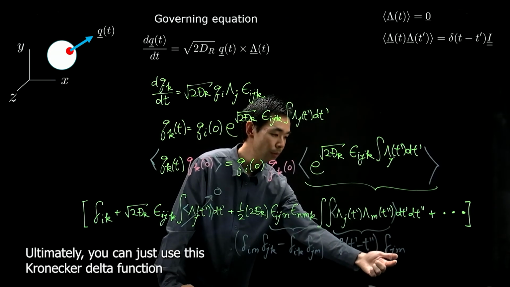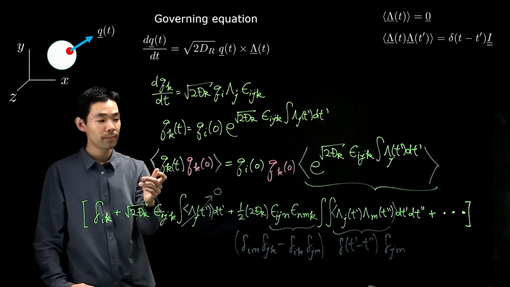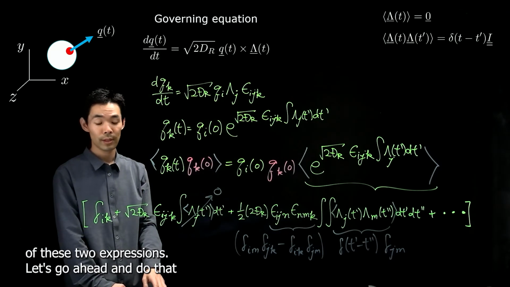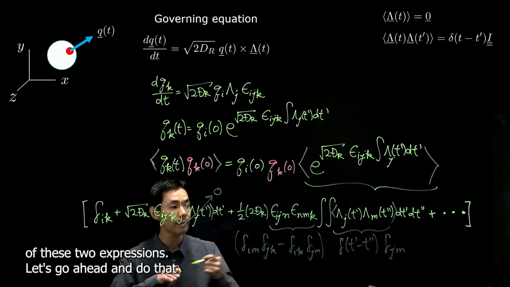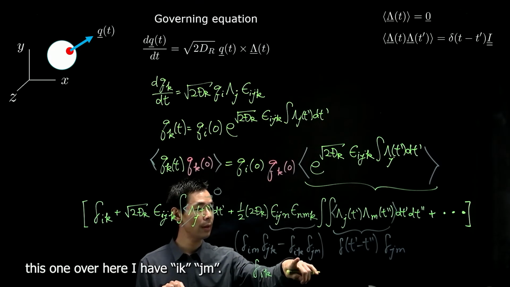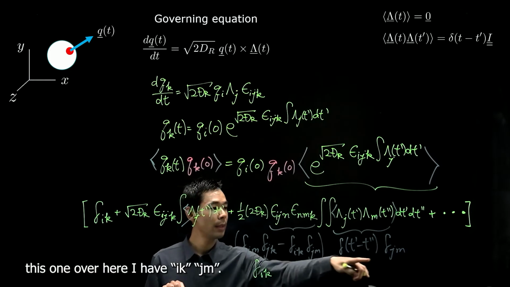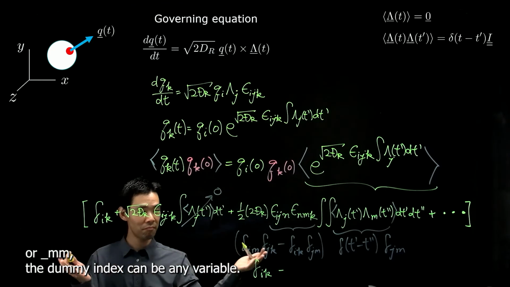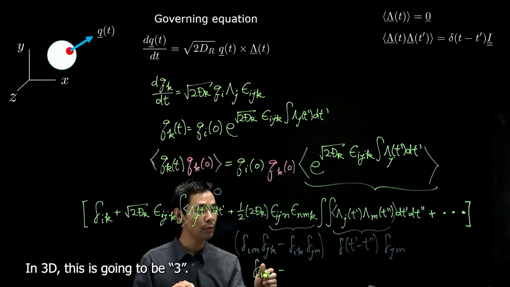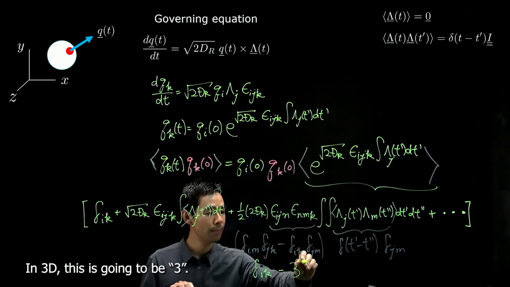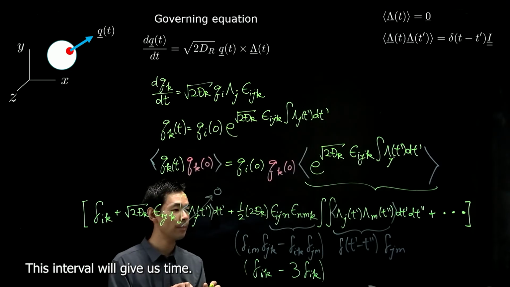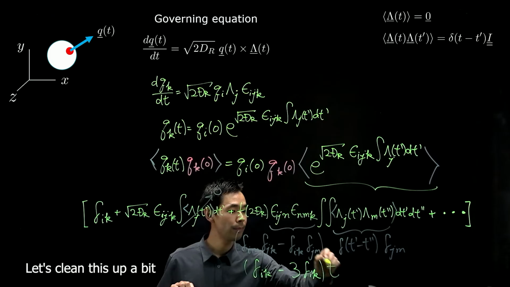And then ultimately, you can just use this Kronecker delta function that swaps any repeated index with the other one to simplify the product of these two expressions. So let's go ahead and do that. And secondly, this one over here, I have delta ik delta jm. This jm will replace this one, so I'll have delta jj or mm. The dummy index can be any variable. So in 3 dimensions, this is going to be 3 delta ik. Okay, and then this integral will give us time.